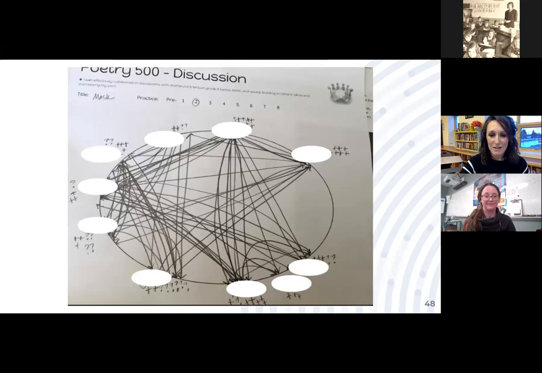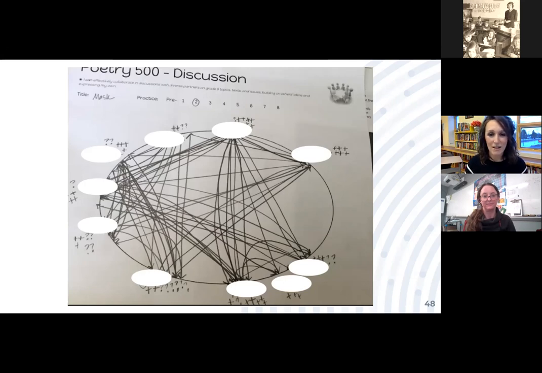In the past, I've taught poetry and encouraged students to discuss their interpretations and readings in groups with the Socratic seminar. This strategy of mapping conversations and tracking talk is not limited to Socratic seminars, though. Anytime groups of students are working together in a math class, in a science class, in a history class, we can track how the group is doing.